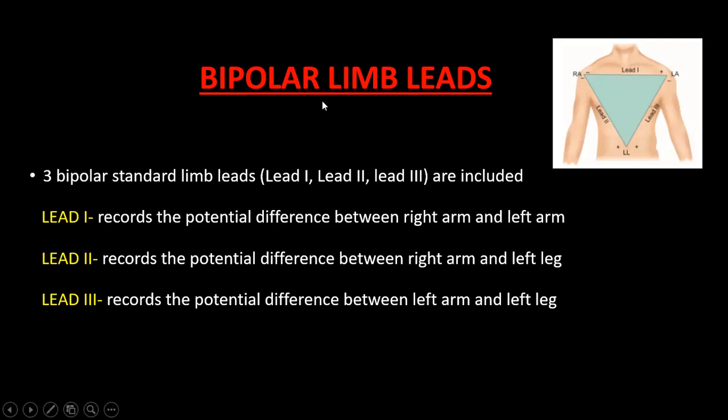Now let's see where these leads are placed. Lead 1 records the potential difference between the right arm and the left arm. Lead 2 records the potential difference between the right arm and left leg. So this is something which is extended towards the left leg. Now the next one is lead 3, which records the potential difference between left arm and left leg. So these are the three bipolar limb leads used in assessing ECG.